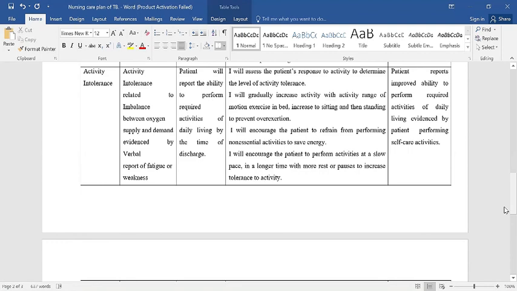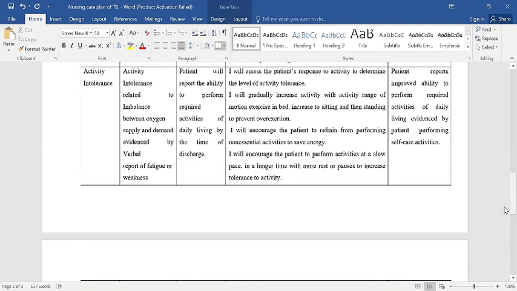We move to our nursing diagnosis. Our nursing diagnosis is activity intolerance related to imbalance between oxygen supply and demand, evidenced by verbal reports of fatigue or weakness. So the reason why there's activity intolerance is because there's an imbalance between oxygen supply and demand. And how will you know? It's because the patient will report to say they feel tired, fatigued, or weak.